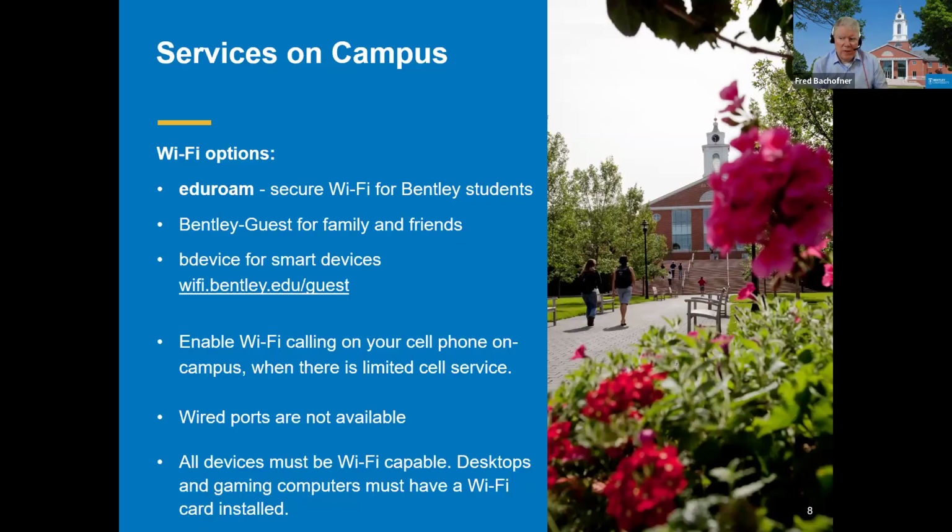When your family, friends come on campus, they'd use the Bentley guest Wi-Fi. And some good stuff. There's also a third Wi-Fi on campus called B device. That is to register your smart devices, your home devices, your Xboxes, things like that. Separate, kept off the EduRoam network, but EduRoam is where you want to be.